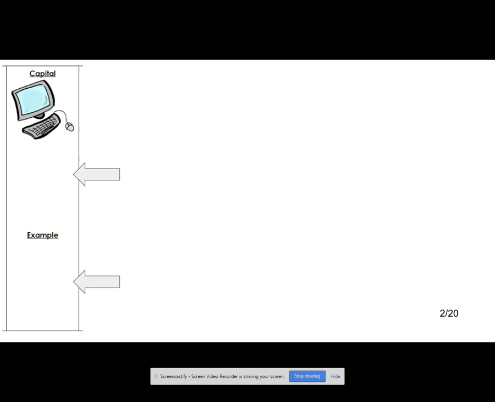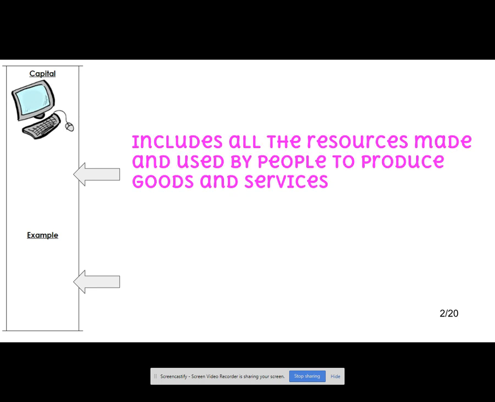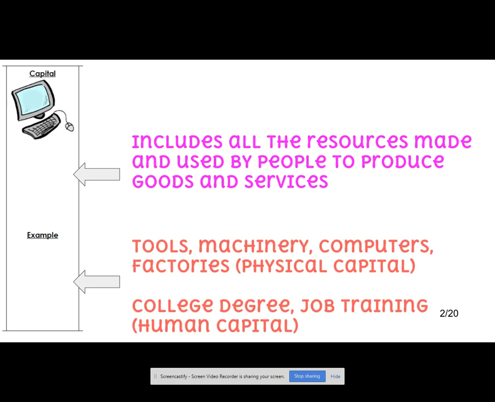Next up is capital. And this includes all the resources that are made and used by people to produce the goods and services. So, in other words, if I'm going to start a business, I have to have money to be able to produce the products or to provide the services that I am producing. And there are two types of capital: physical capital, those are your tools, machines, computers, factories. Those are all part of the investment part of owning a business, in the sense that you count that as part of the resources that you have to build your company.